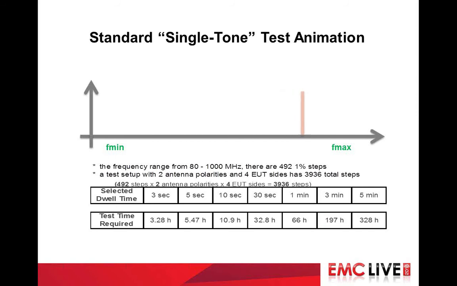The chart above shows sample data for a frequency range from 80 megahertz to 1000 megahertz with 1% steps. There are 492 steps in this range. The test plan requires testing the transmitting antenna in the vertical and horizontal position, so 2 times the number of steps is 984 steps. If the EUT has 4 sides, then you have 3,936 steps. If the dwell required is 10 seconds, test time would take about 11 hours.